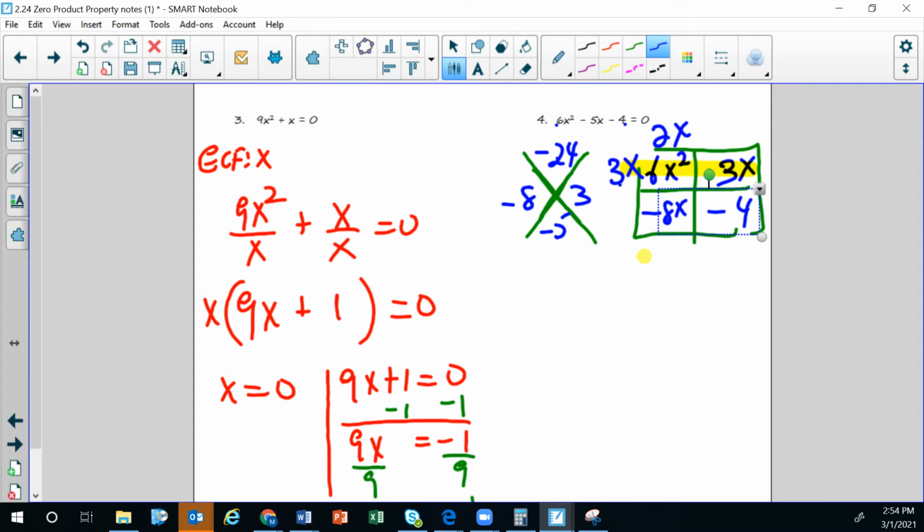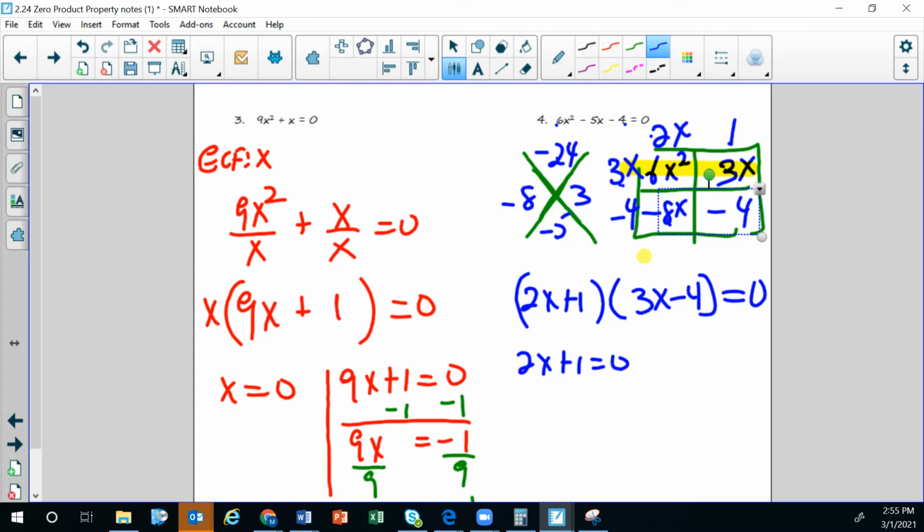And what times 3x gives me 3x? That's just 1. What times 2x gives me -8x? That's just -4. So my factors are 2x plus 1 and 3x minus 4. And of course, those are set to 0. Now, I'm going to set each factor to 0 and solve for x. So I'm going to set 2x plus 1 to 0. And also, I'm going to have 3x minus 4 equal to 0. And so we're going to solve for x.